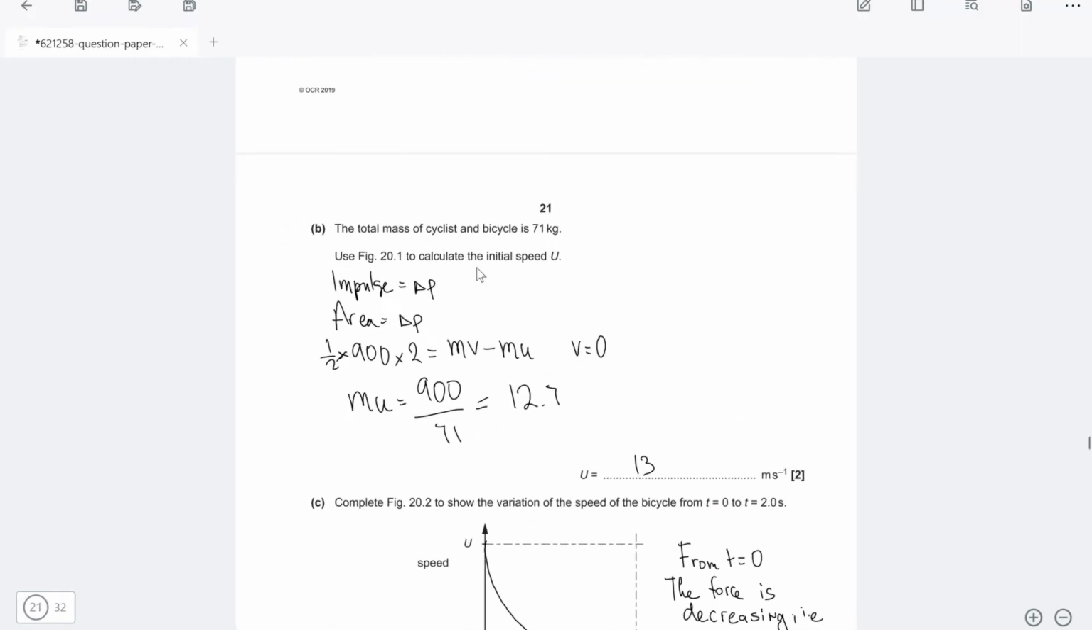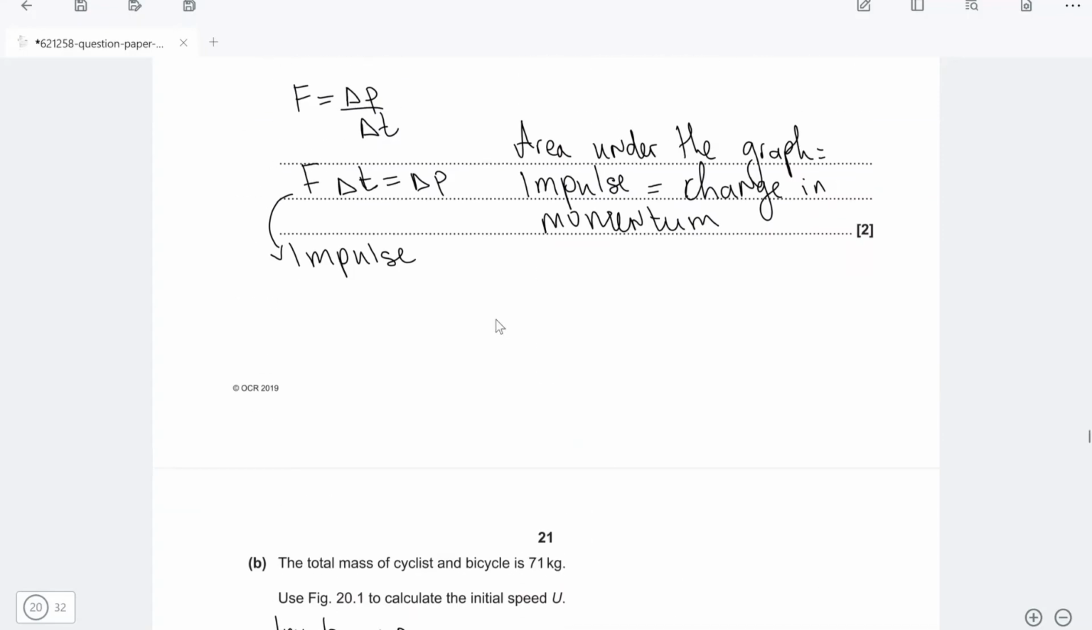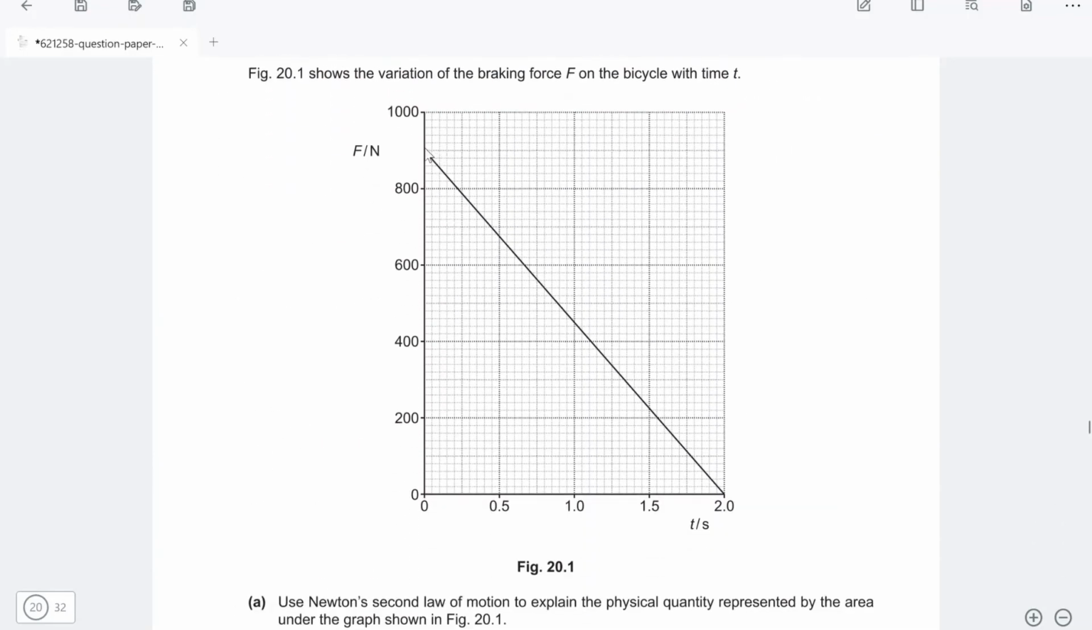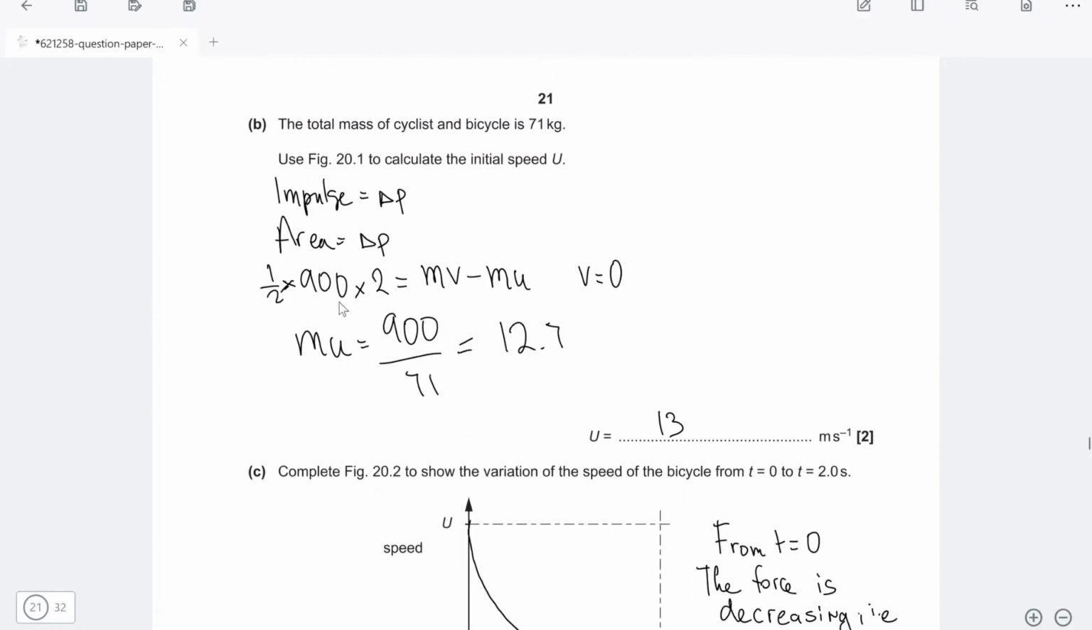Part B, so use the figure to calculate the initial speed if the mass of the cyclist is 71 kilograms. Because our impulse is equal to the change of momentum, our area is also equal to the change of momentum. Using a large triangle, so I've used 900 and 2, this whole triangle over here, I'm going to get that the area is a half base times height, so it's going to be a half times 900 times 2, and that's going to be equal to the change of momentum.